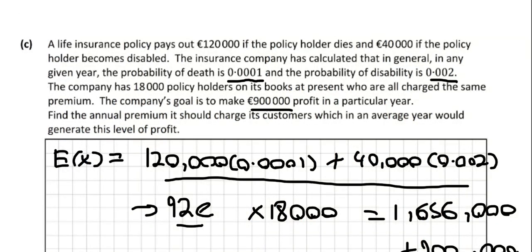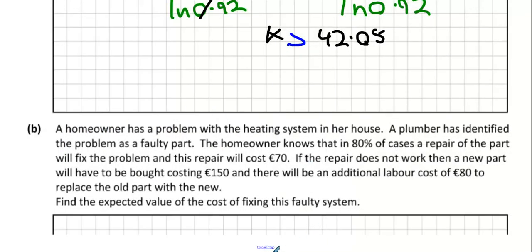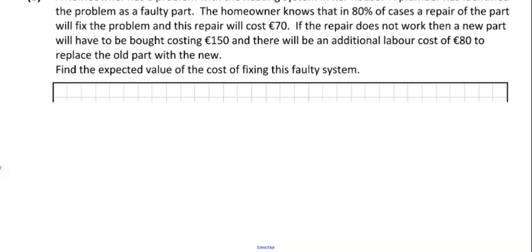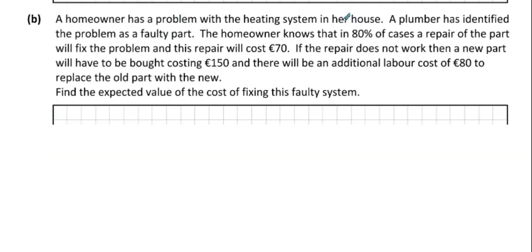Okay, and it turns out I skipped part B, so here it is. A homeowner has a problem with the heating system of her house. The plumber has identified the problem as a faulty part. The homeowner knows that in 80% of cases, a repair of the part will fix the problem, and this repair will cost €70. If the repair does not work, then a new part will have to be bought, costing €150. There are additional labour costs of €80 to replace the old part with a new part. Find the expected value of the cost of fixing this faulty system.